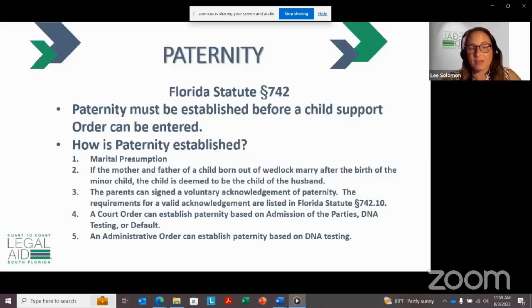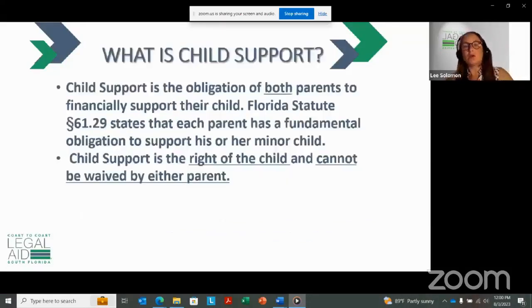And the fifth way is by way of an administrative order. An administrative law judge can also enter an order establishing paternity by way of DNA testing. So once you have paternity established, you can get a court order establishing child support.